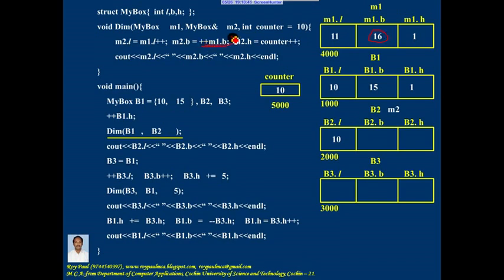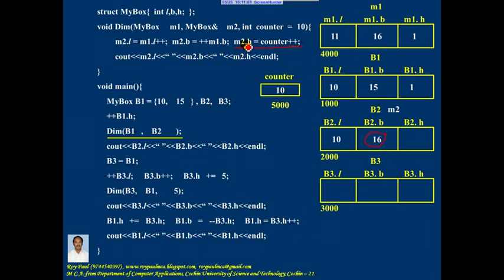Now the changed quantity, which is 16, should be assigned to m2.b. So this is m2.b. So your 16 comes here. This 16 comes here. So 16 comes here. Now the third statement, this one.